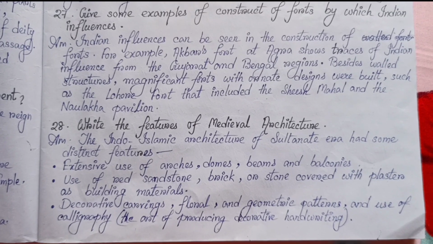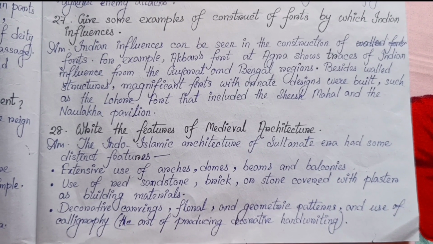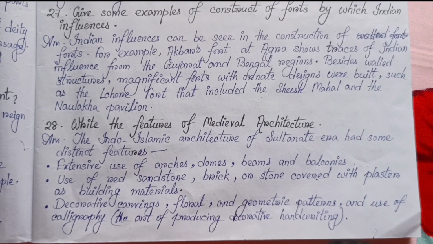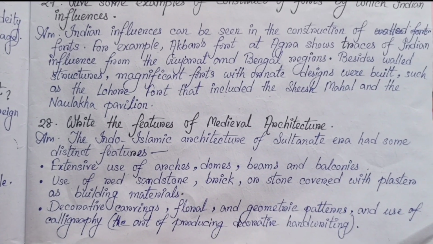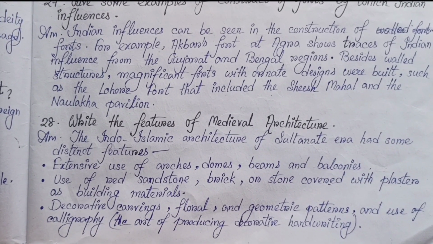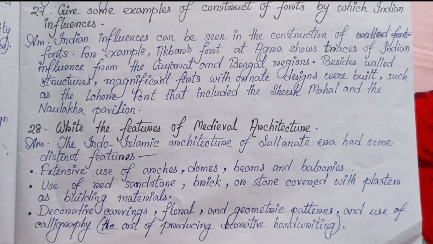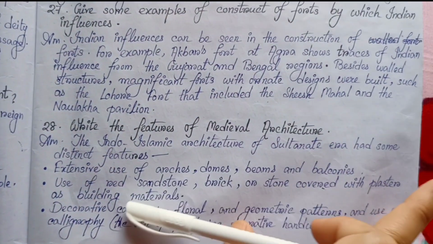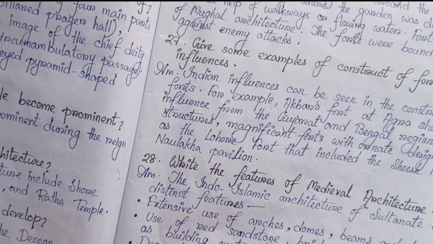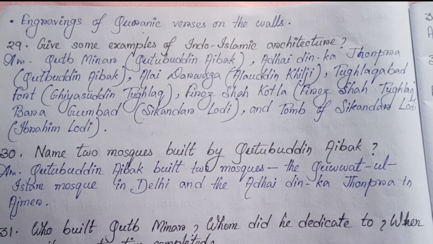Number 28. Write the features of medieval architecture. The Indo-Islamic architecture of the Sultanate era had some distinct features: extensive use of arches, domes, beams, and balconies; use of red sandstone, brick, or stone covered with plaster as building materials; decorative carvings, floral and geometric patterns; and use of calligraphy, the art of producing decorative handwriting. Last one, engraving of Quranic verses on the walls.